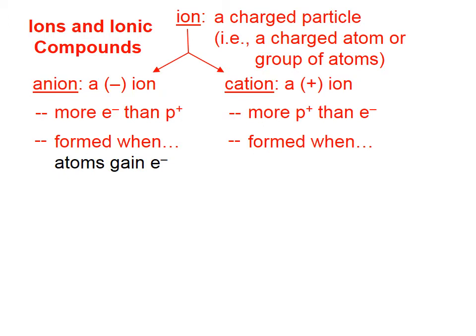Cations, on the other hand, are positively charged, which means they have more protons than they do electrons. And cations are formed when atoms lose electrons. So if you are an atom, you are neutrally charged. You have the same number of protons as electrons. If you lose an electron, now you have 1 more proton than electron, and so you have a net charge of 1+. In other words, whenever we form ions, we either gain electrons or we lose electrons.